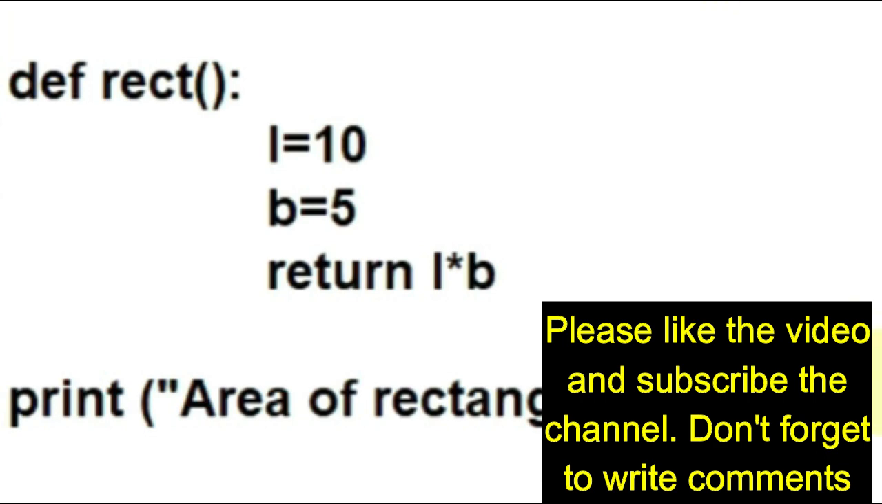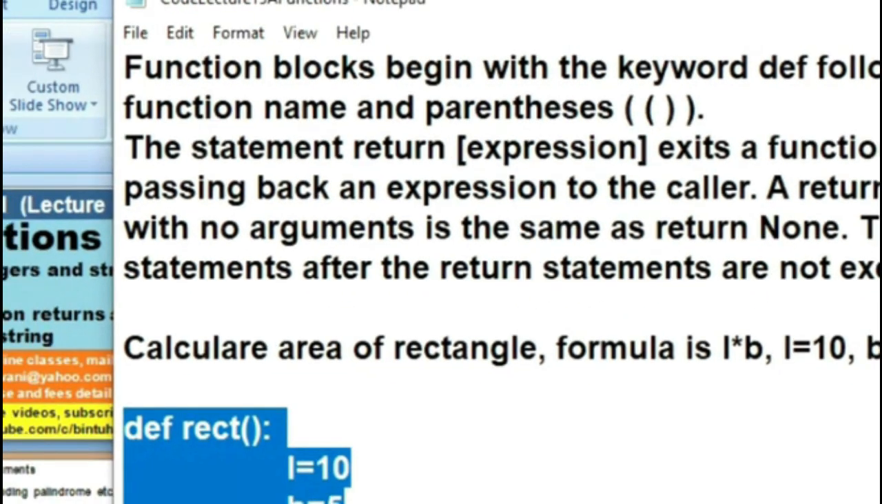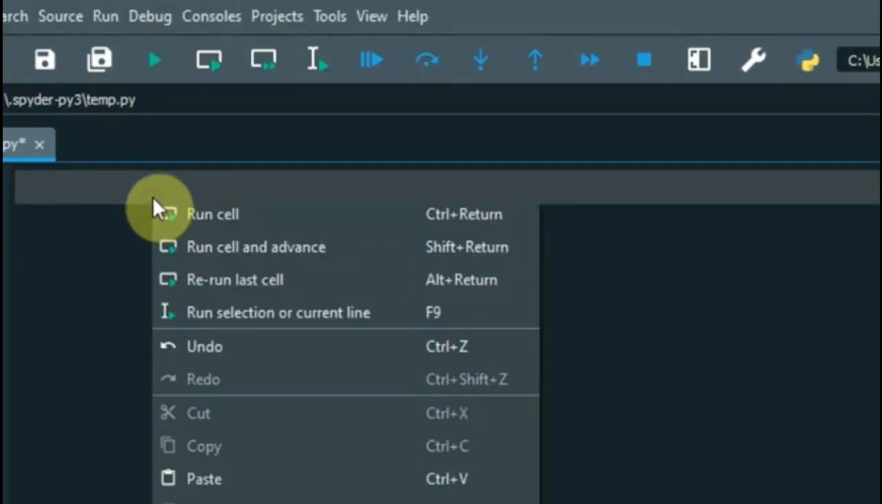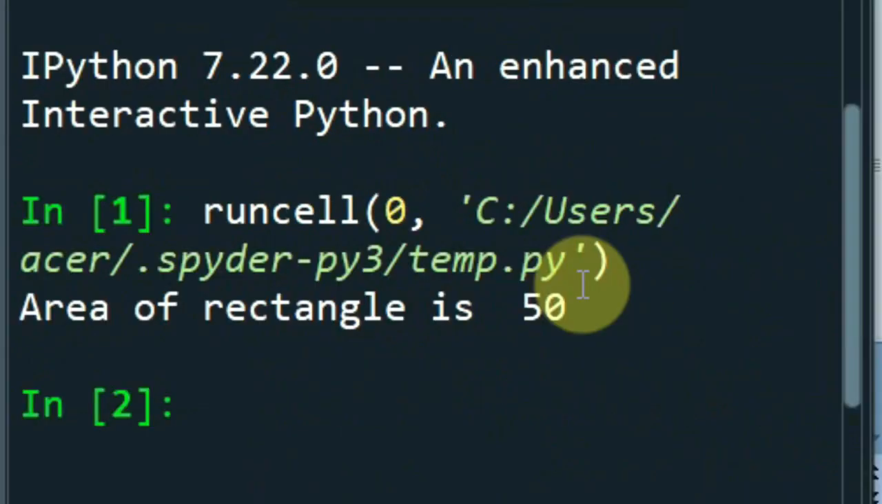So let's copy this program. We'll go to the Spyder IDE, I'll paste it over here and run it. Area of rectangle is 50. Can you see it?